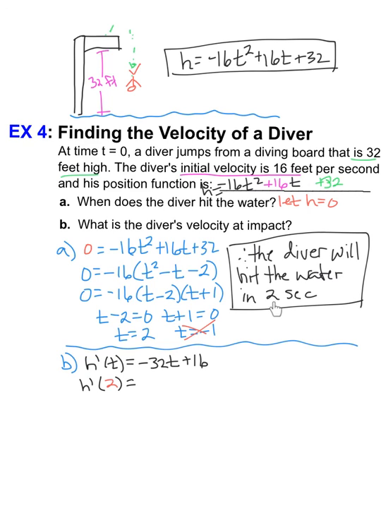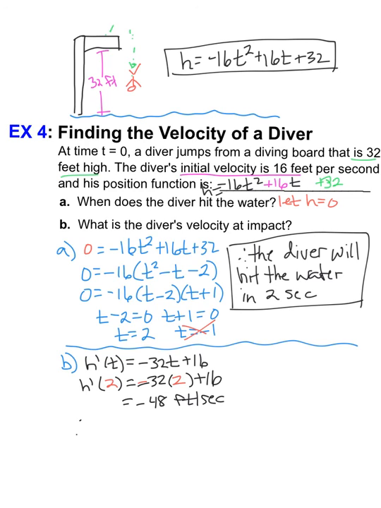So how do I know I'm putting in 2? Well, it wants to know what is the diver's velocity at impact. Well, at impact is when they're hitting the water. And so we knew it took them 2 seconds to hit that water. So that's why I'm using the 2 seconds here. And so then -32, plug in your 2. And then you get a total of -48, and that would be feet per second.